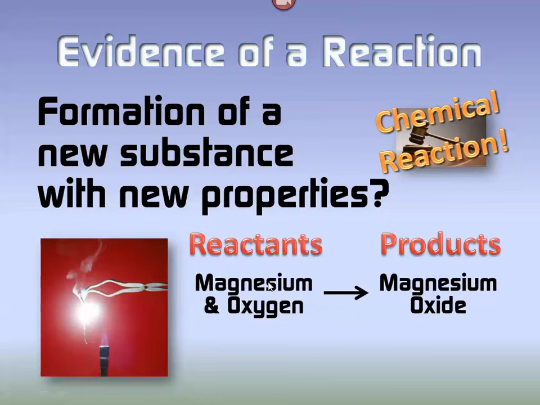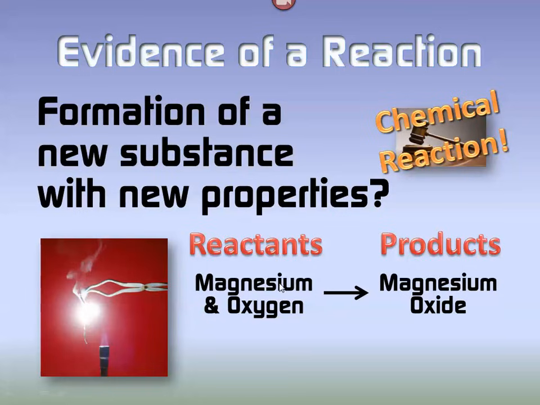Magnesium is a metal, it's magnetic, it conducts electricity. Magnesium oxide is kind of this powdery ash looking stuff, and it doesn't conduct electricity or isn't magnetic. It's nothing like these two reactants. It's a totally new product. Totally new.